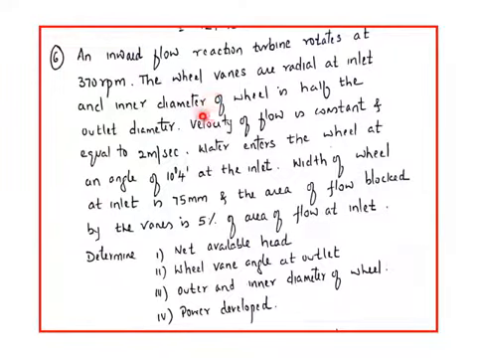That means D1 is 0.5 times D. Velocity of flow is constant, so Vf is equal to Vf1, equal to 2 meter per second. Water enters the wheel at alpha 10 degree 4 minutes, so 10 plus 4 by 60, at the inlet. The width of the wheel at the inlet, B, is 0.075. Area of flow blocked by the vane is 5 percent, so the K factor comes here, which is 0.95. You have to find the net available head, wheel vane angle theta, D and D1, and power developed.